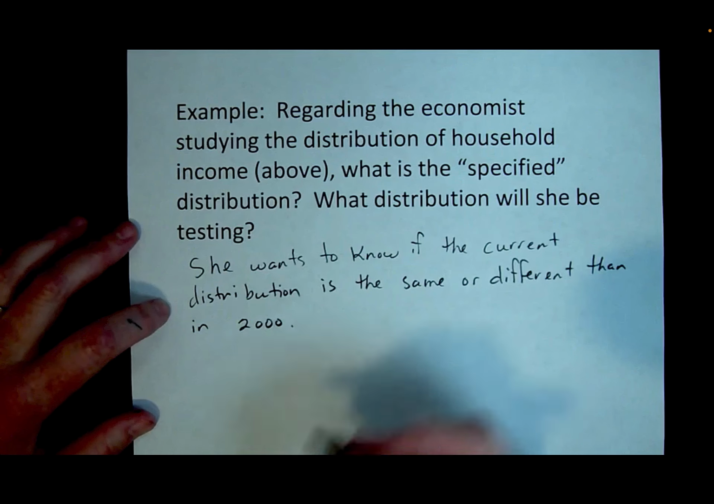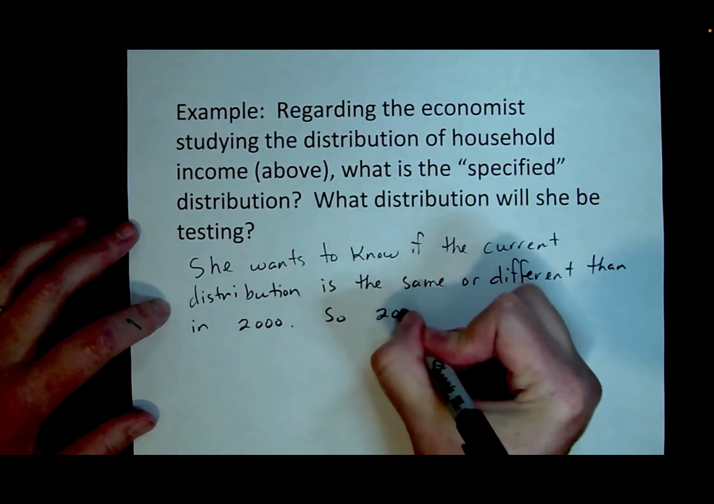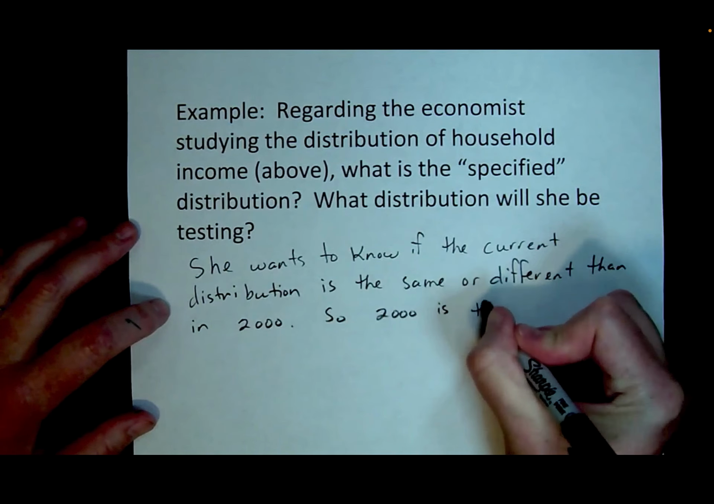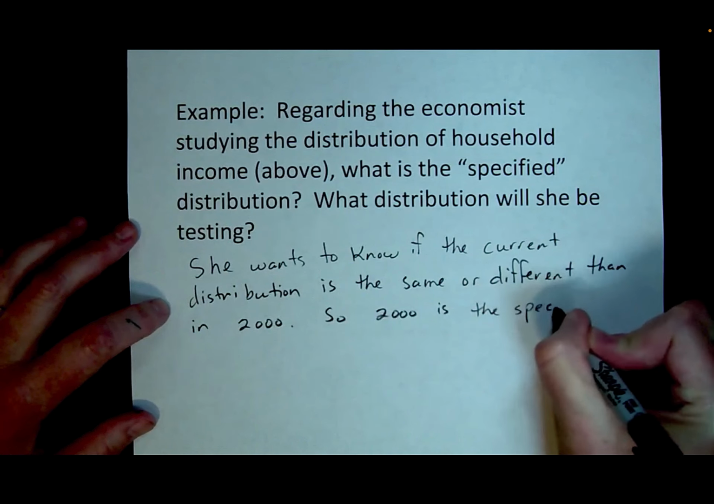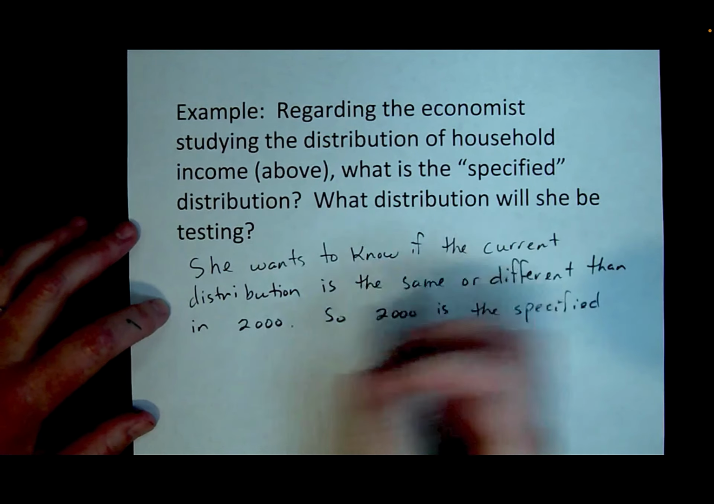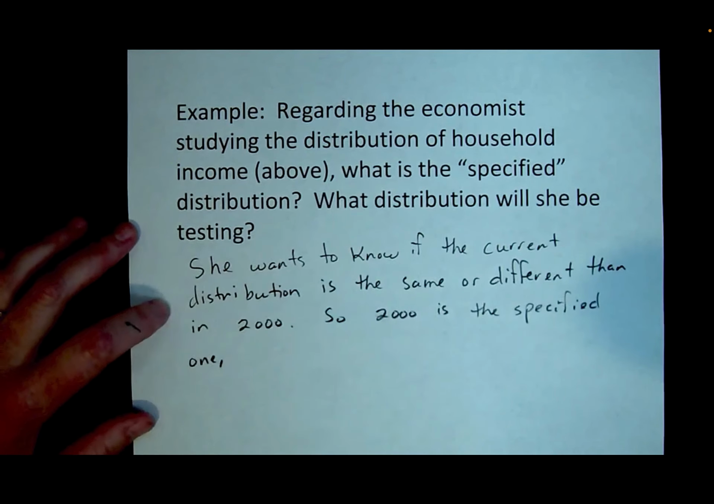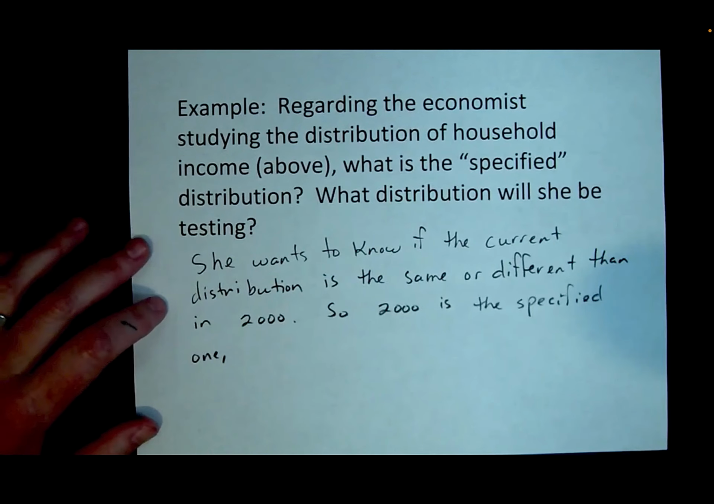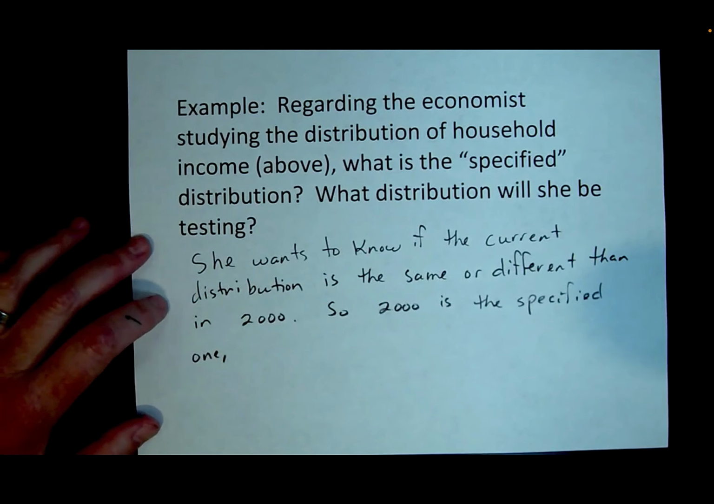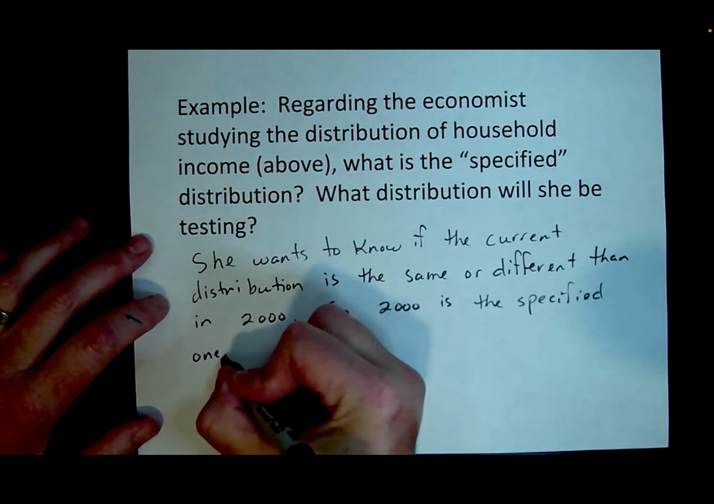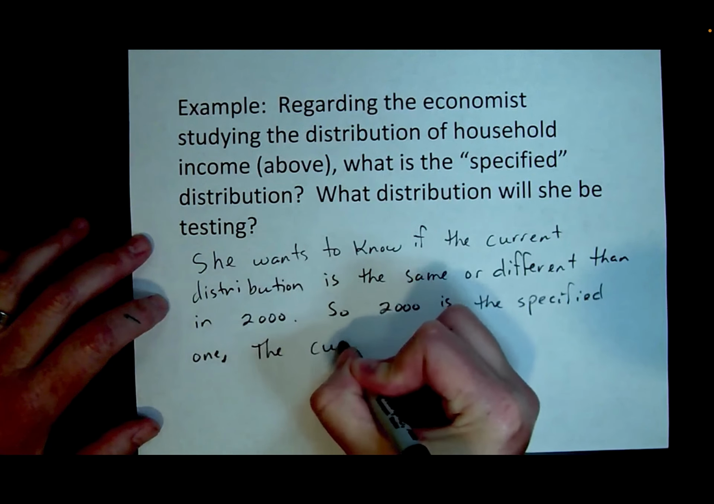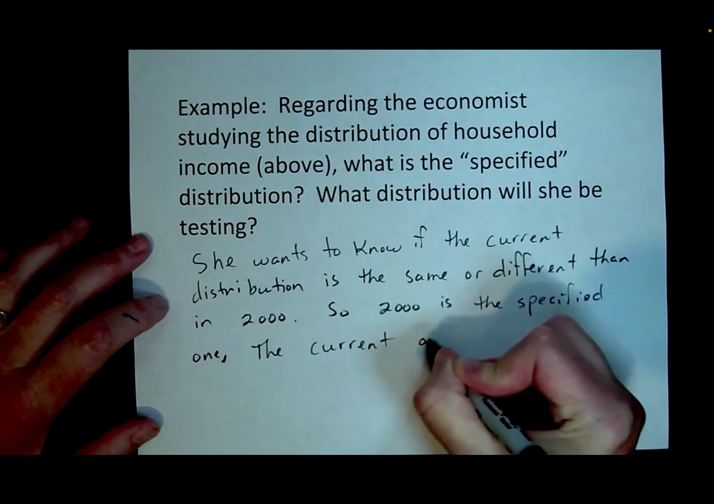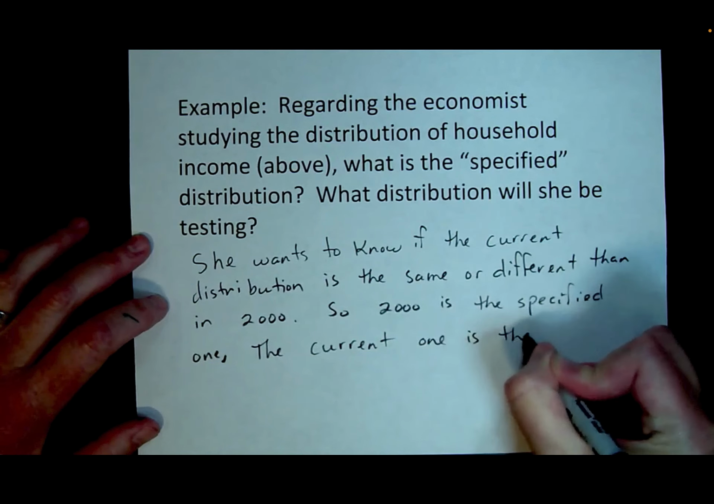Okay, so 2000 is the specified one. That's one that's known, and she wants to know if the current one is different than that or not. So the known one that she's testing against is the one from 2000. The current one is the one she's testing.